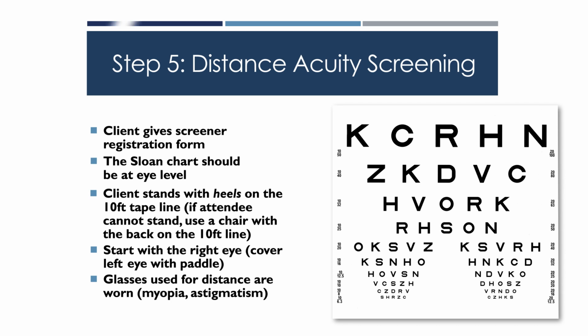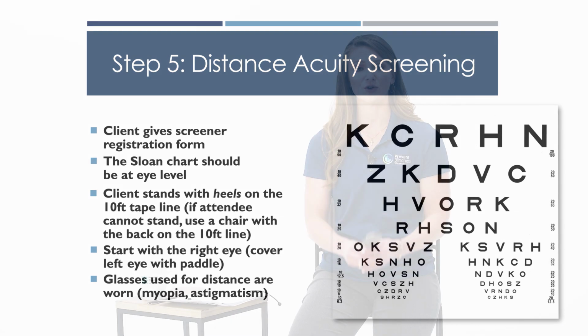make sure they have them on during the screening section. Testing the right eye first, we're going to instruct the client to put the occluder paddle up over their left eye. Again, the fat portion of the occluder at a nice angle, nice and tight. Just make sure that you see no peeking occurring.